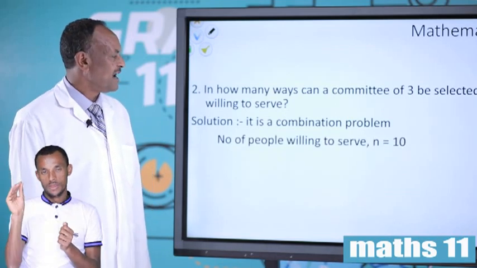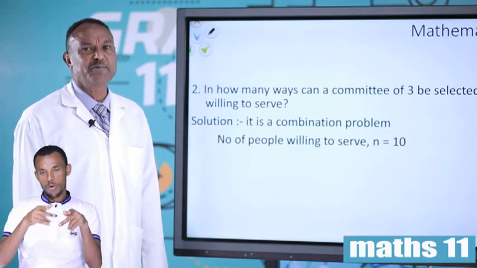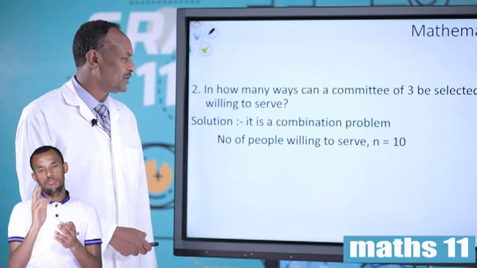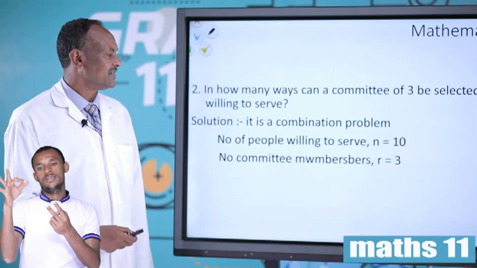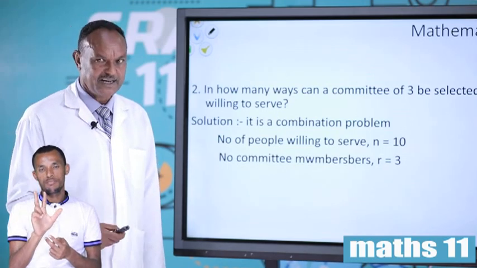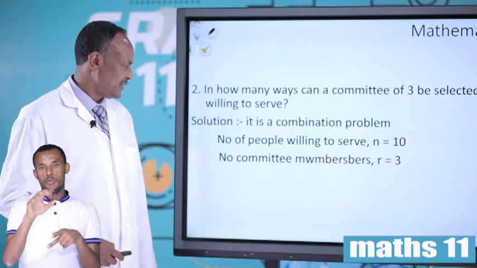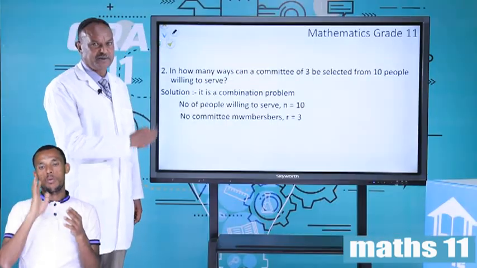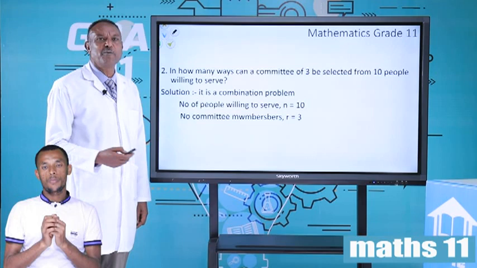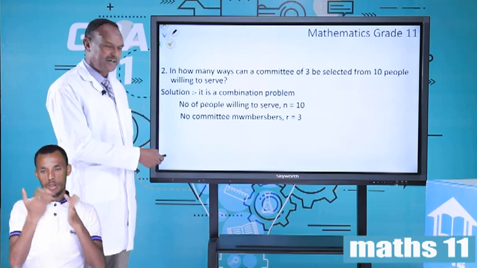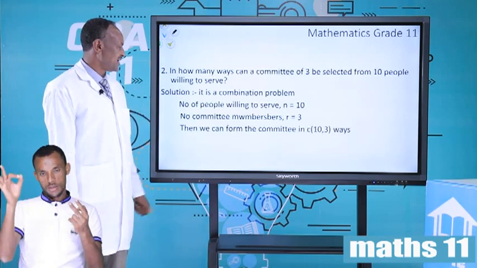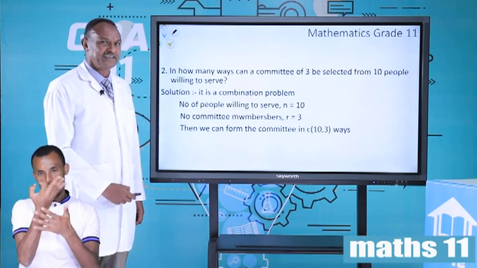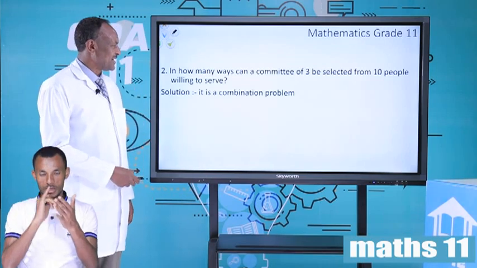The number of people willing to serve as members of a committee was given as 10. And I want to select 3 people as members of a committee. So the number of committee members is equal to 3. So in how many different ways can we select? We can form the committee by using the combination formula. So this was a combination problem.